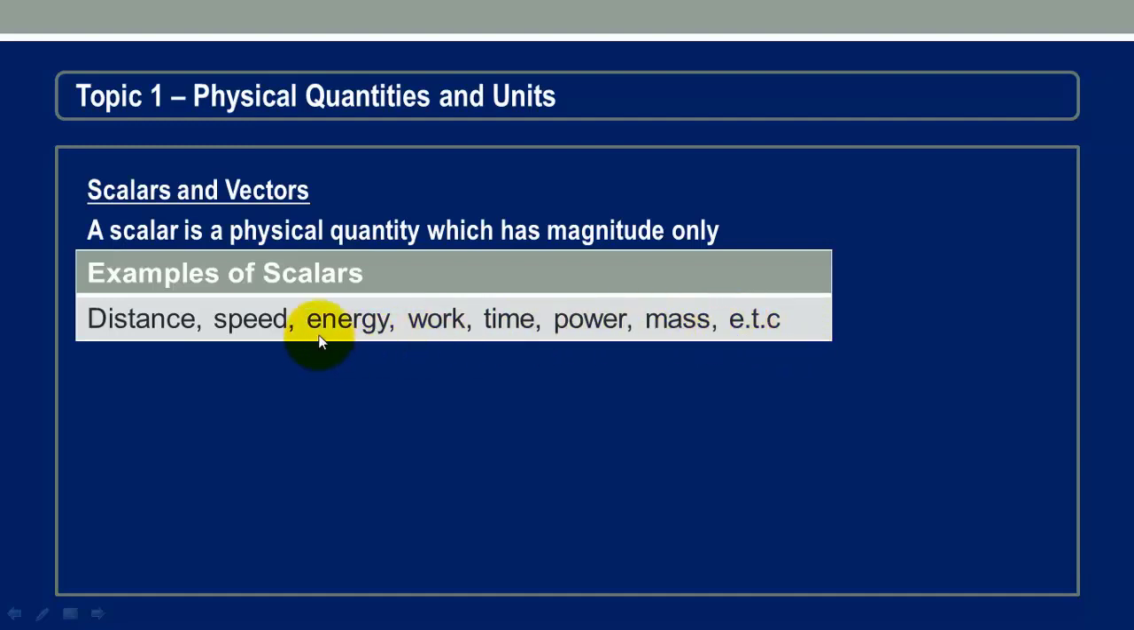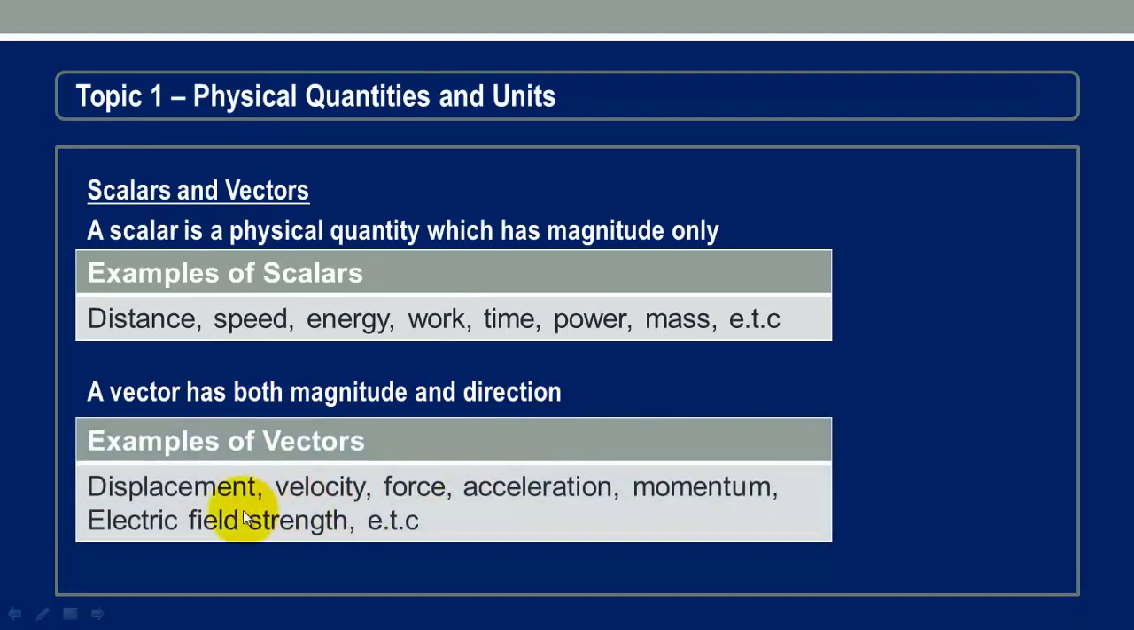Each time you define a physical quantity, it is important to state whether it is a scalar or a vector. How about vectors? A vector has both magnitude and direction. Examples include displacement, velocity, force, acceleration, momentum, electric field strength, and so on.